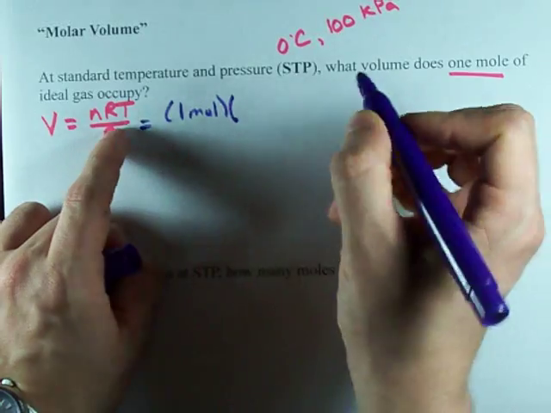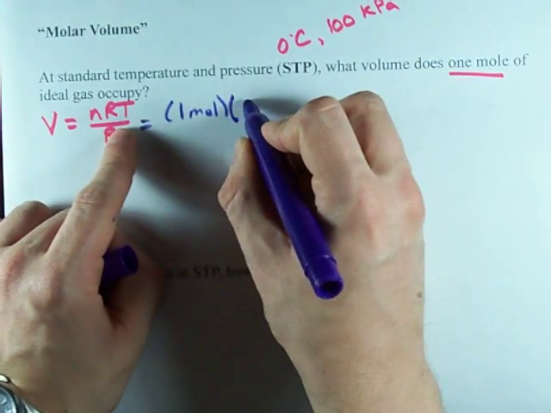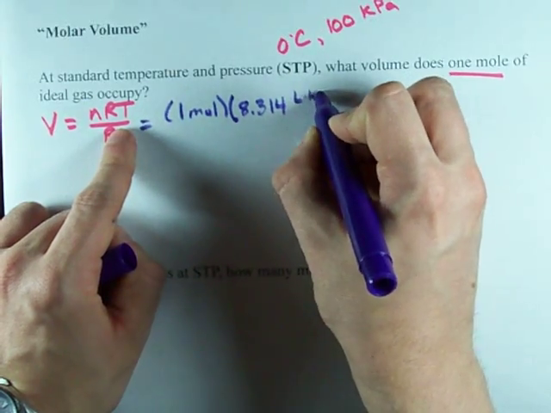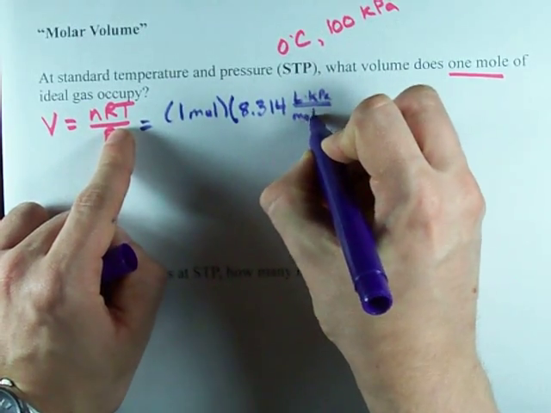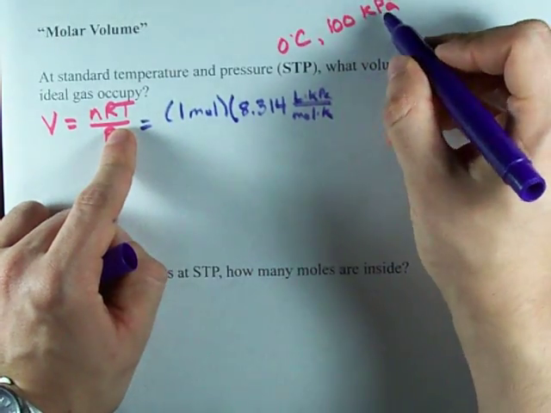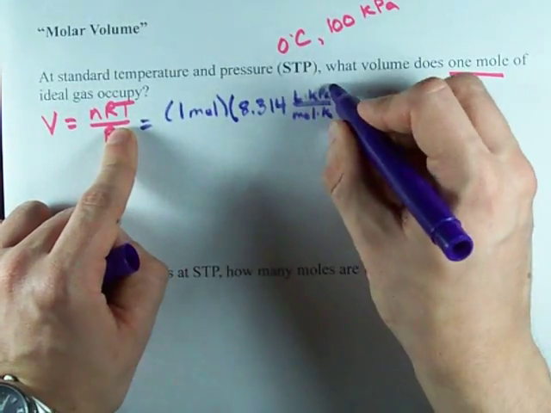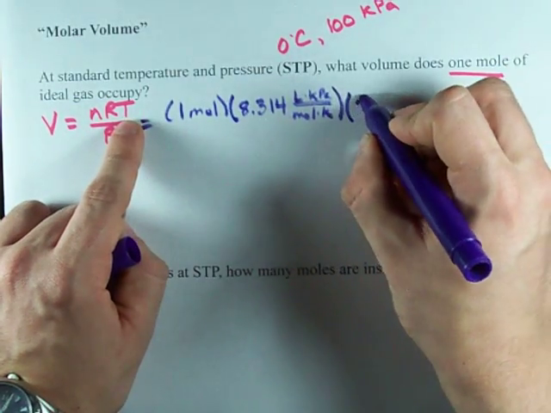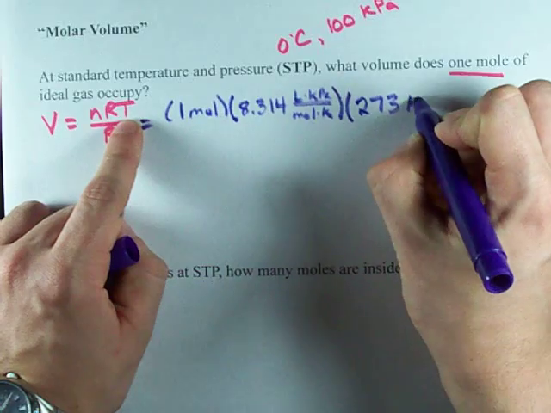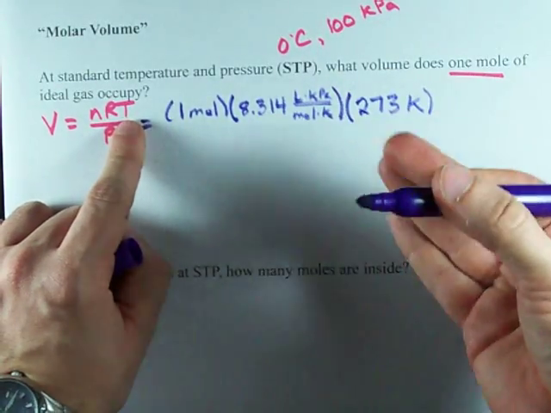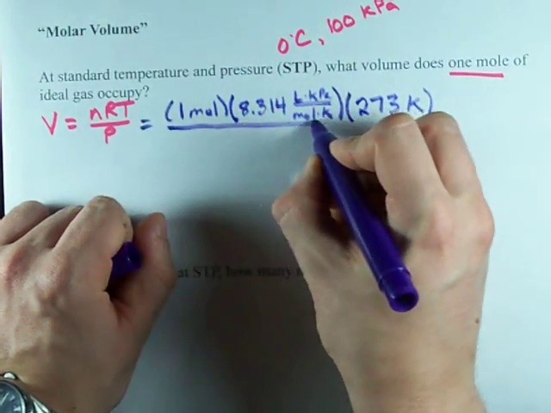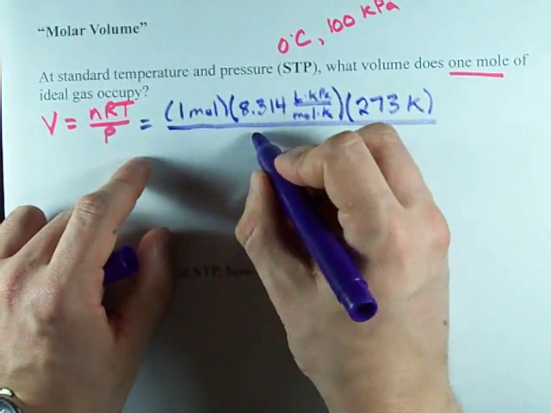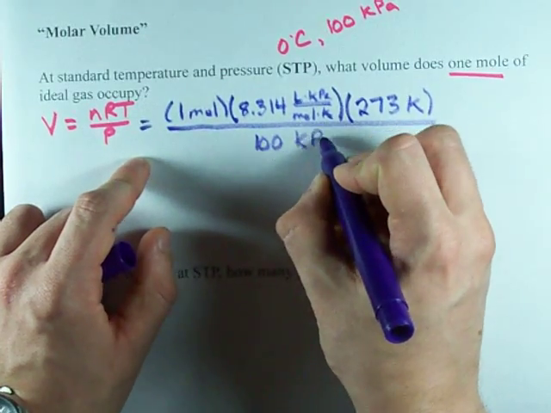What's R? I'm going to put my pressure in kilopascals, so I'm going to use the R of 8.314 liters kilopascals per mole Kelvin. You would have to convert this to atmospheres if you're going to use one of the other R's, but just do it my way. Temperature is 0 degrees Celsius. You have to convert it to Kelvin, because that's how you use the ideal gas equation. I add 273, by the way, to get there. And the original pressure was 100 kilopascals.